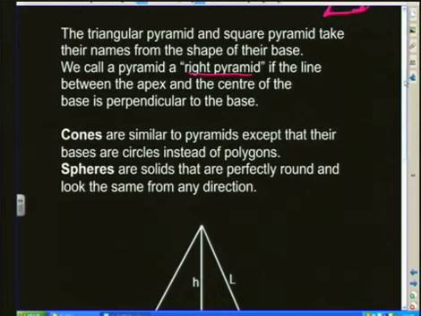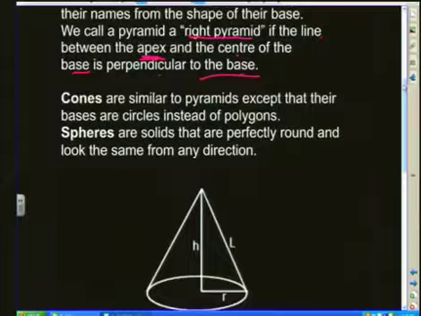A right pyramid as opposed to a wrong pyramid. A right pyramid if the line between the apex, which is, remember, the point where all the sides converge, and the center of the base is perpendicular to the base. So if the line between the apex and the center of the base is perpendicular to the base, it's called a right pyramid. What am I talking about?